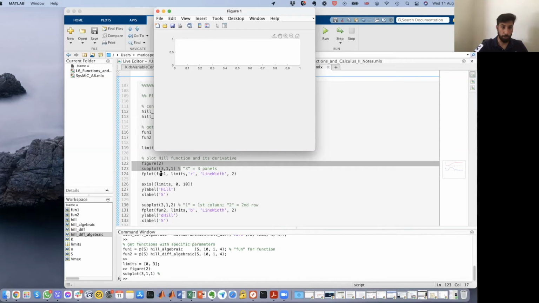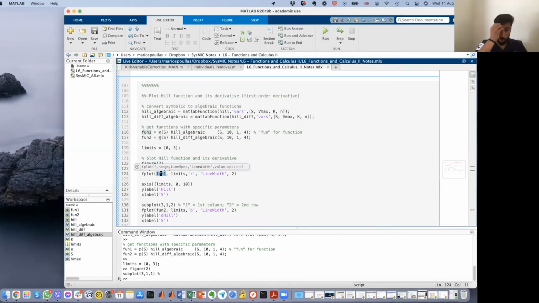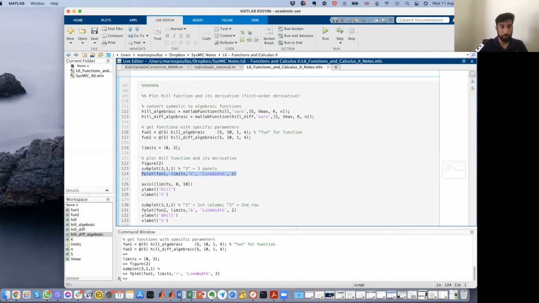We are gonna plot the function 1, which holds the Hill equation with the specific parameters 10, 1, and 4, and we are gonna solve later for S. I'm plotting it using the limits that I defined earlier from 0 to 3. The color is red, and I'm increasing the line width to 2, so it's easier to visualize it.